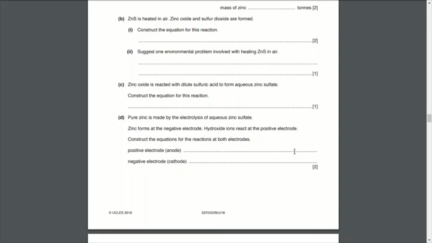Then moving on to the negative electrode, that is the cathode. Over here it is simple. Zn2+ plus 2e minus gives Zn. And here you get 2 marks if you write both of them correctly. If you write one of them correctly, you get 1 mark, of course.